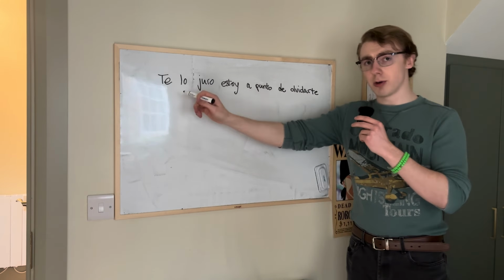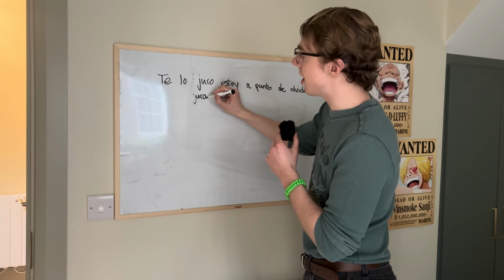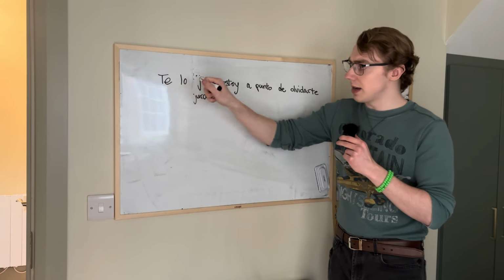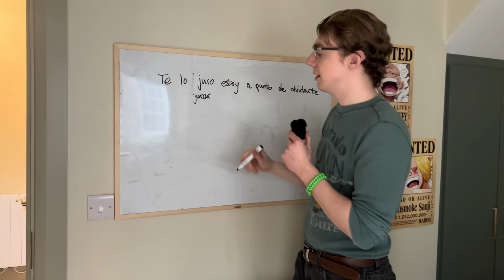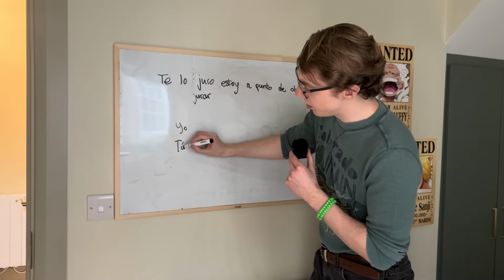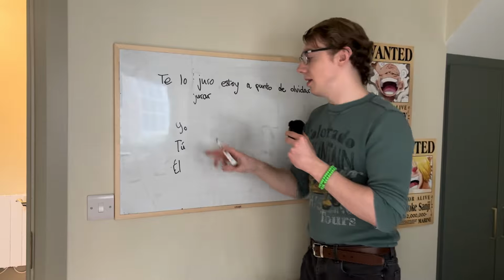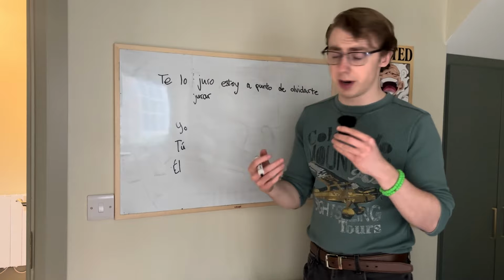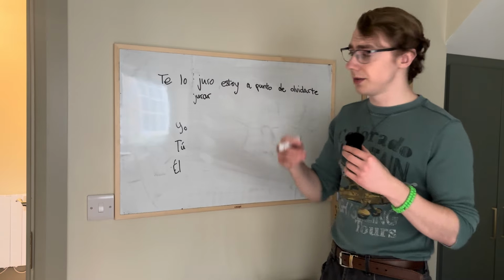Now we have te lo juro. So juro means I swear. So jurar is to swear. So te lo juro is to you, it, I swear. Now here's where we get into some murky water. So there are pronouns, yo, tú, él, etc., right? And these are the subject forms. So when they're doing the sentence. So yo juro, I swear. Tú juras, you swear. Él o ella jura, he or she swears, right?